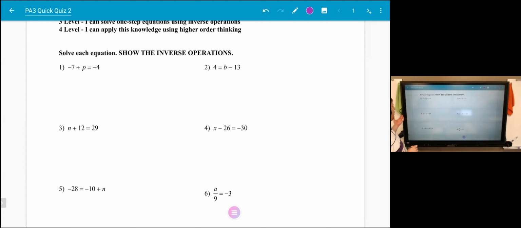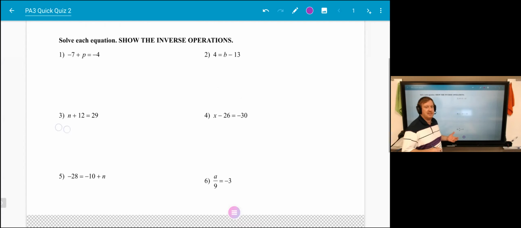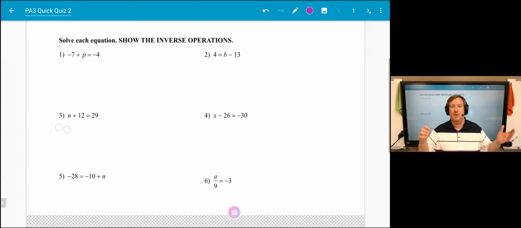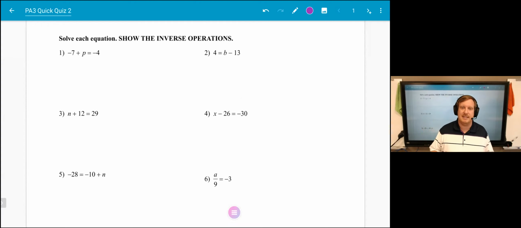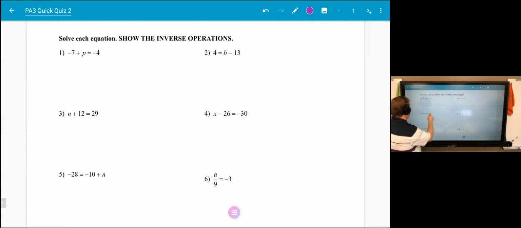So if I'm looking at number 1, I have -7 plus p equals -4. First thing we got to do, we got to figure out what the variable is. In this case, it is p. I'm trying to get p by itself. What I'm going to do to both sides, though, I'm going to add 7 to both sides. And I would end up with p equals +3.